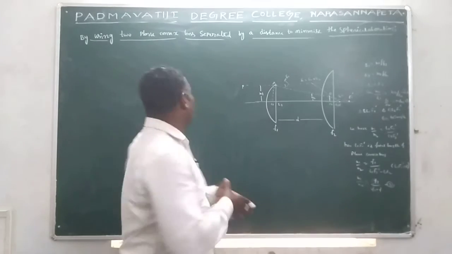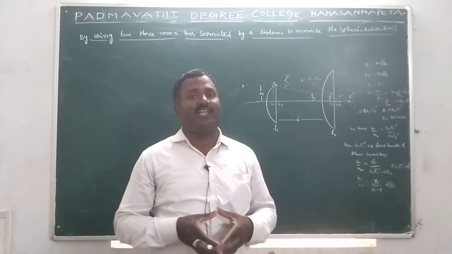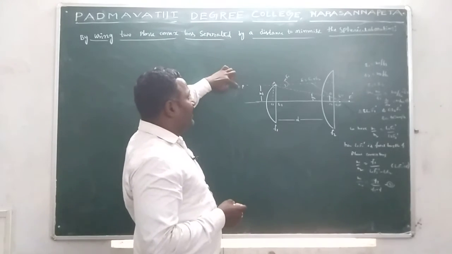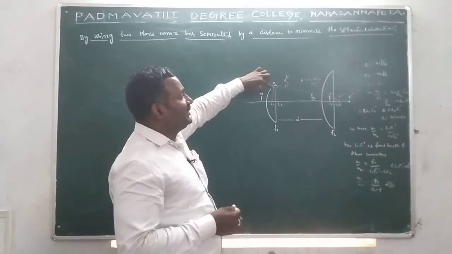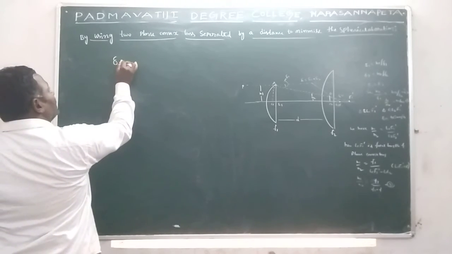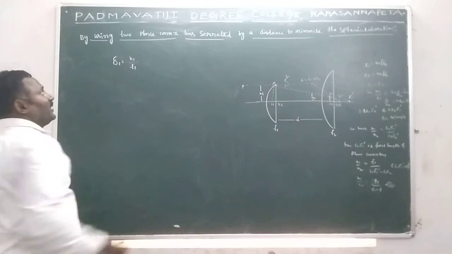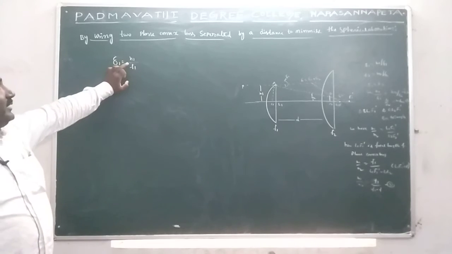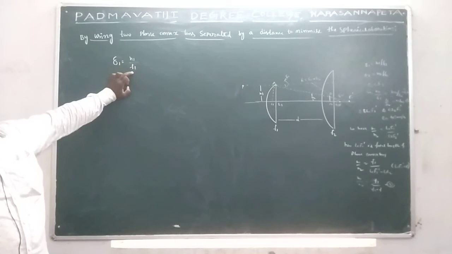Okay, this is done by using two plano-convex lenses separated by a distance to minimize spherical aberration. Let us see. First, here the ray PA is incident at height h1, and the angle of deviation delta 1 equals h1 by f1. Here delta 1 is the angle of deviation, h1 is the height of the incident ray, and f1 is the focal length of the first convex lens.